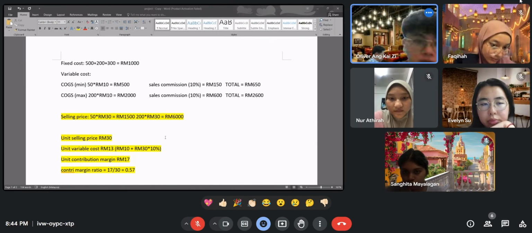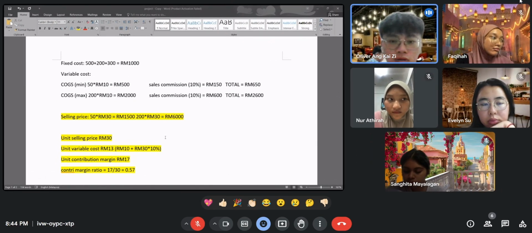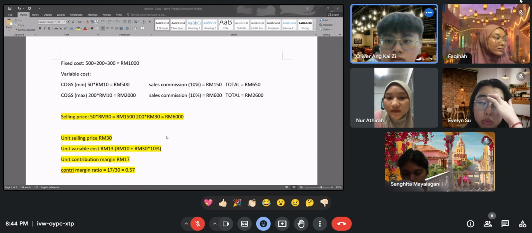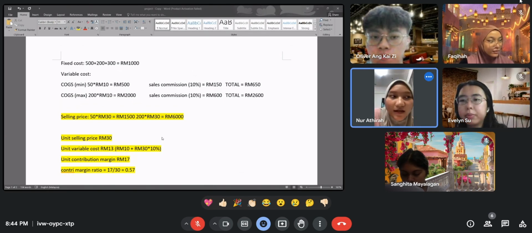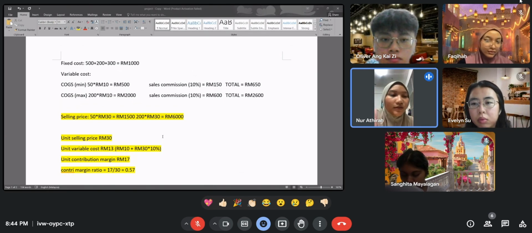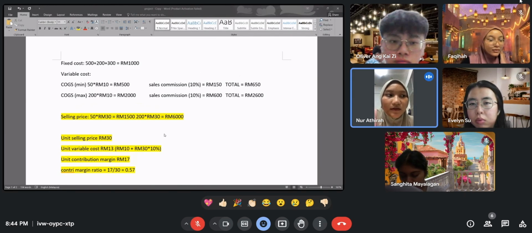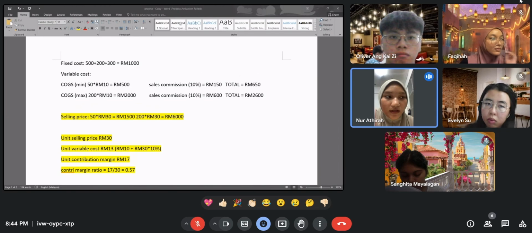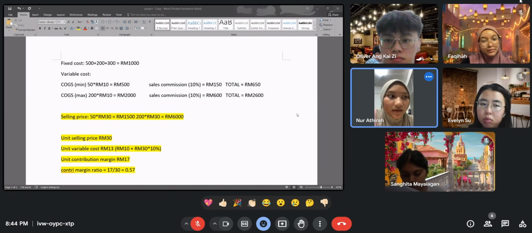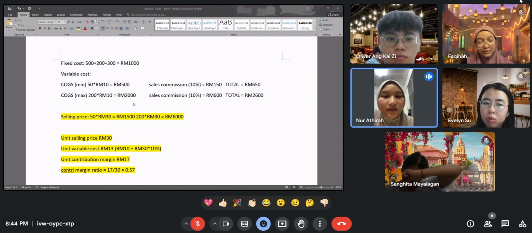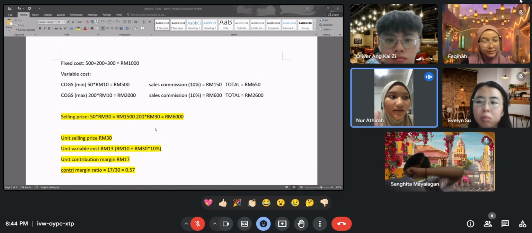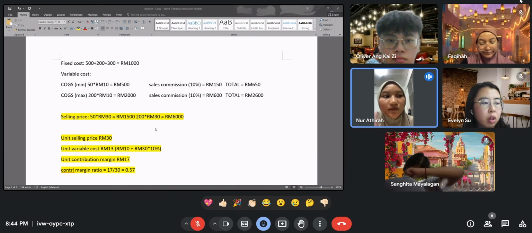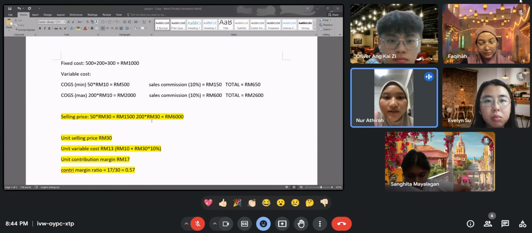For question B, we need to determine the break-even point in units and sales revenue. So, Athirah, right? Yes. For this question, determine the break-even point in units and sales revenue. So the first one, I find the fixed cost, which is given in the statement: booth rental 500 ringgit, marketing material 200 ringgit, and staffing 300 ringgit. So the total fixed cost is 1,000 ringgit.